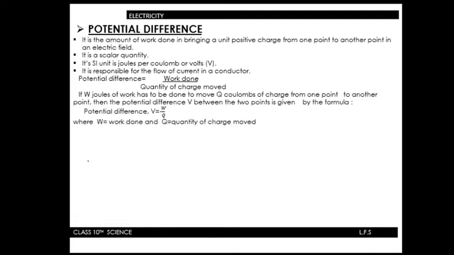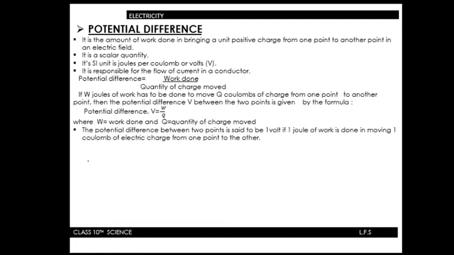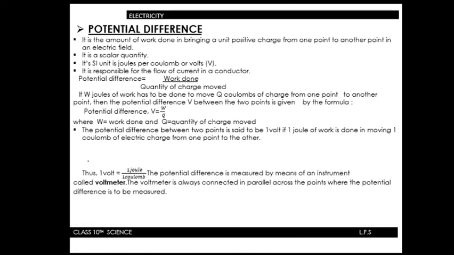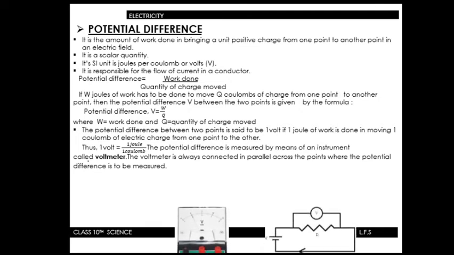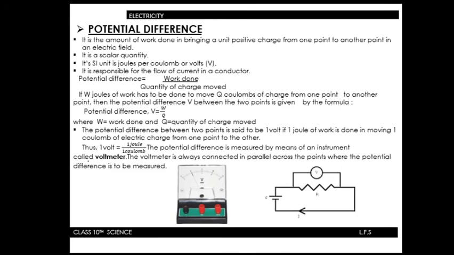Clear? Where W is the work done, Q is the quantity of charge moved. The potential difference between 2 points is said to be 1 volt if 1 joule of work is done in moving 1 coulomb of charge from one point to other. So here it is given, 1 volt equals 1 joule upon 1 coulomb. The potential difference is measured by an instrument called voltmeter. See, the voltmeter is always connected in parallel across the points where the potential difference is to be measured.